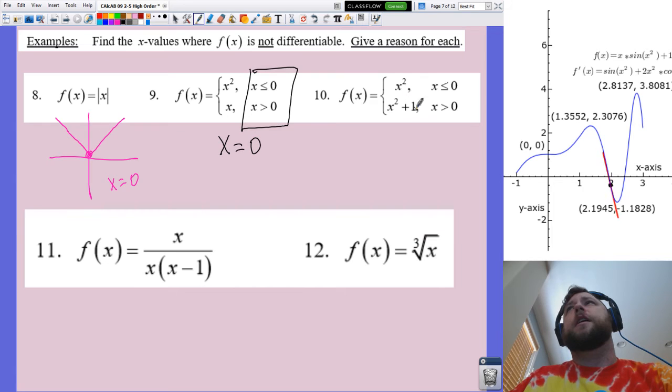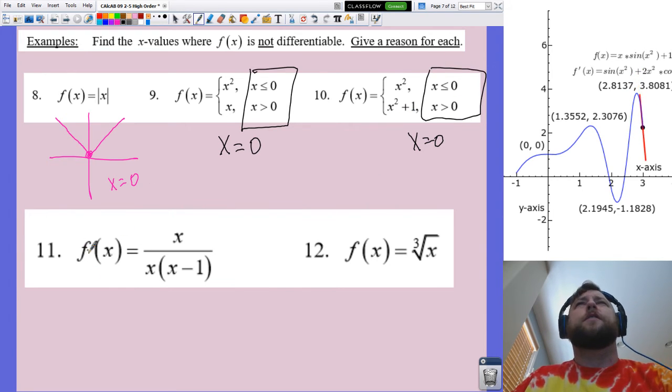In this case right here, this is also not differentiable because you're going to have a jump right here if you graphed it. So at the handoffs on piecewise functions, those are most of the time not differentiable. In this case, you're not differentiable where you're going to have a hole. Look at the denominators. You're going to have a hole or an asymptote at x equals 0 and x equals 1.